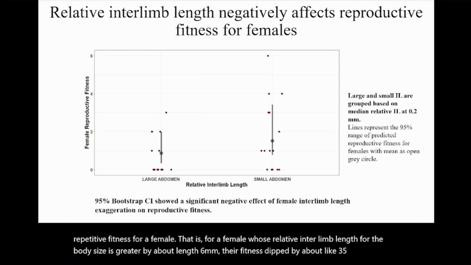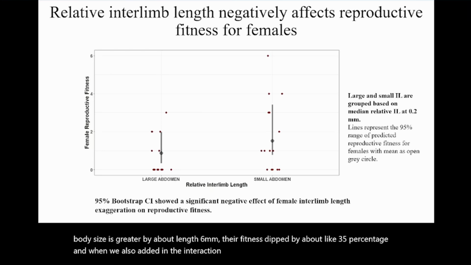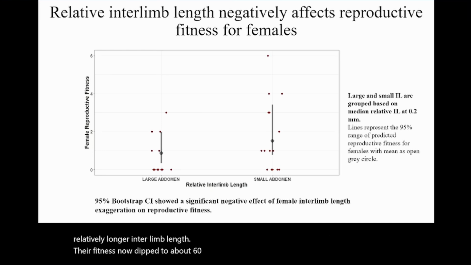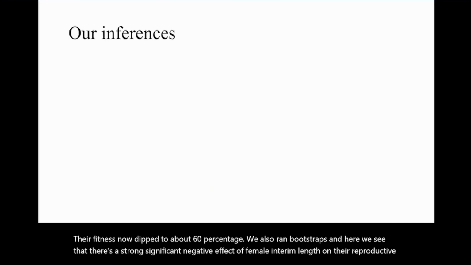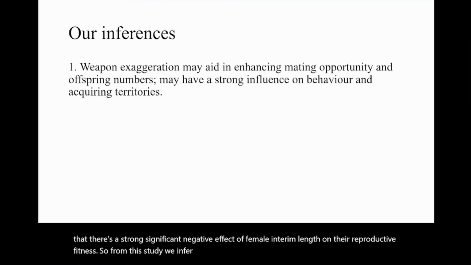And when we also added in the interaction effect, that is when a female is larger and has a relatively longer interlimb length, their fitness now dipped by about 60%. We also ran bootstraps, and here we see that there's a strong, significant negative effect of female interlimb length on their reproductive fitness. So from this study, we infer that weapon exaggeration may have a role in enhancing your mating opportunity and number of offspring.